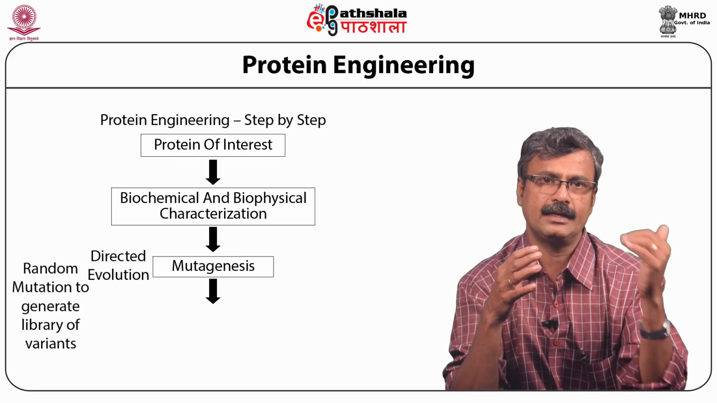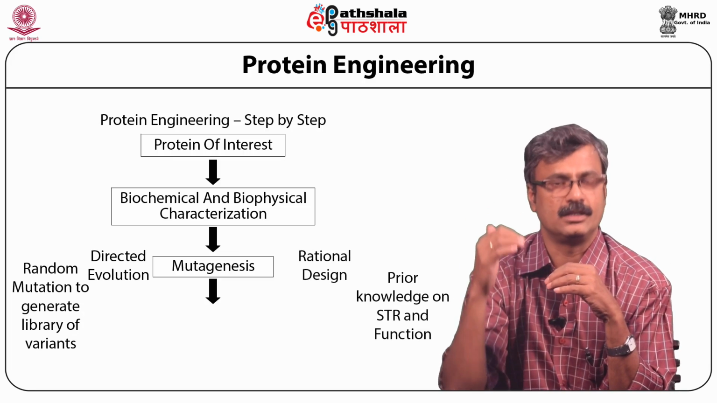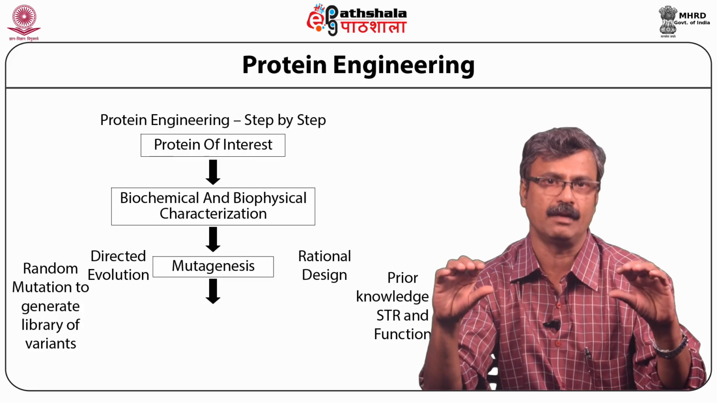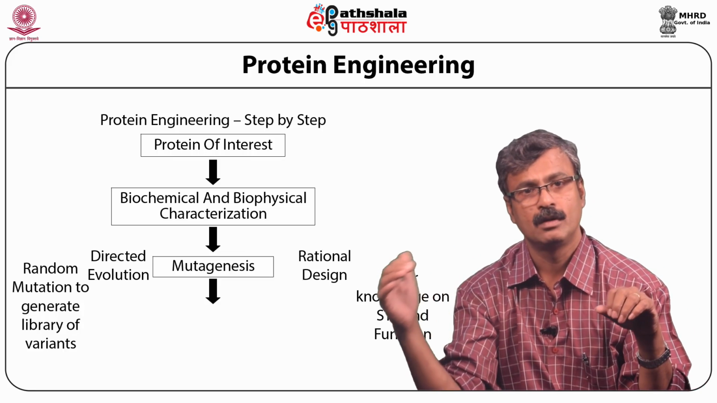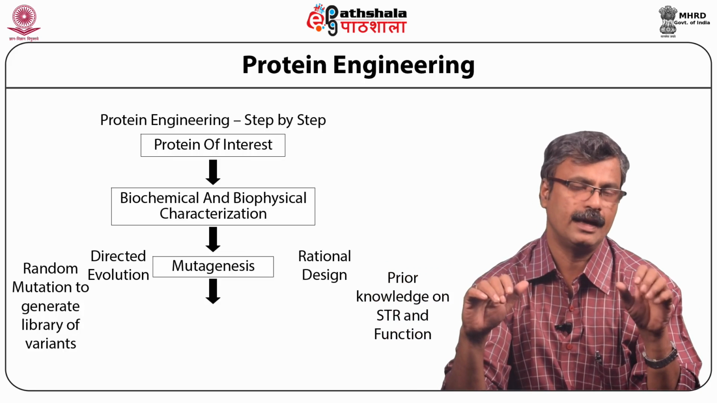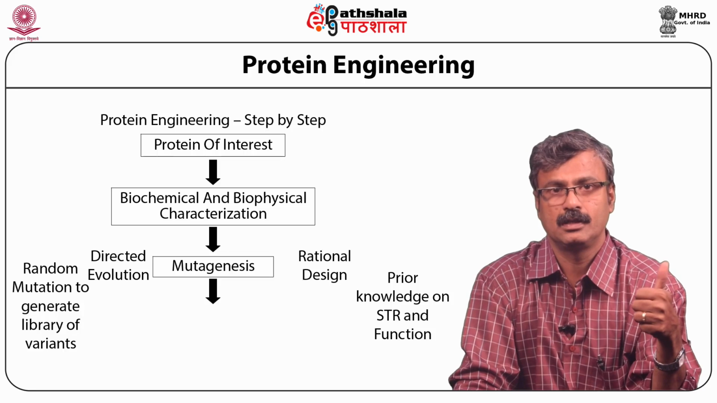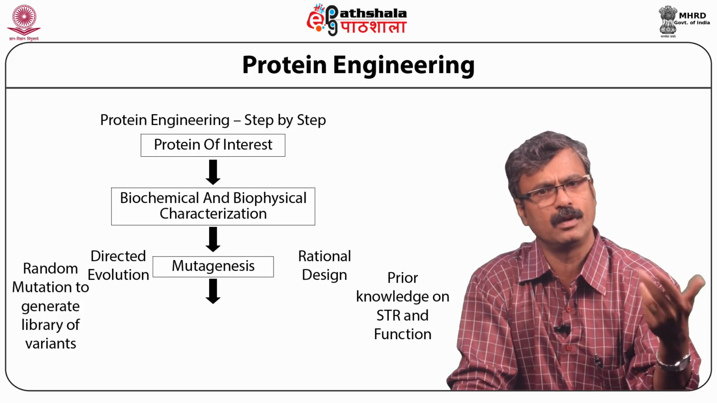This can be done in two main ways. One is called directed evolution and the other is called rational design. Both methodologies work at the DNA level, but they are two different techniques used to perform protein engineering. In directed evolution, most of the time we do random mutations at the gene level, and then we have to produce the protein through expression.